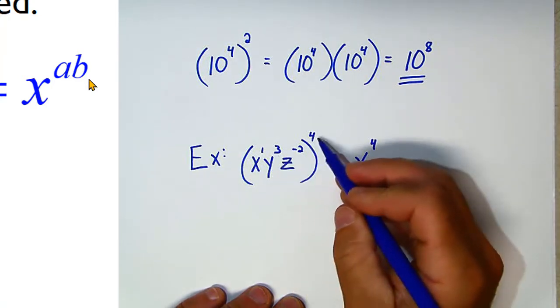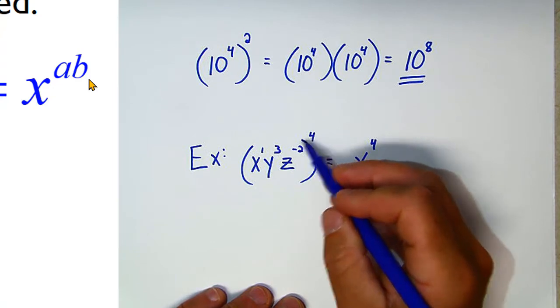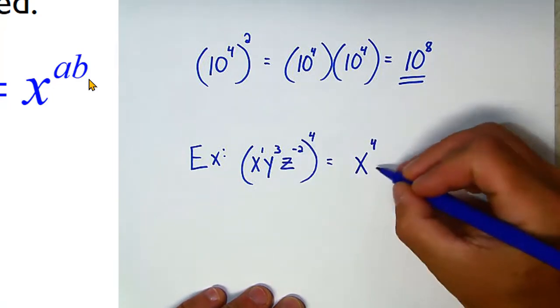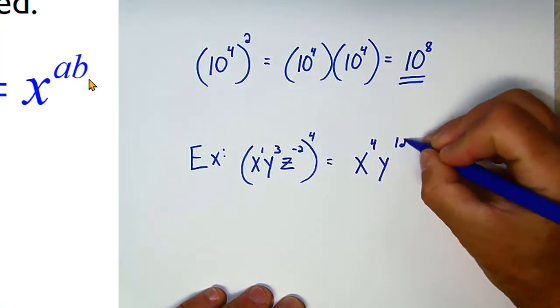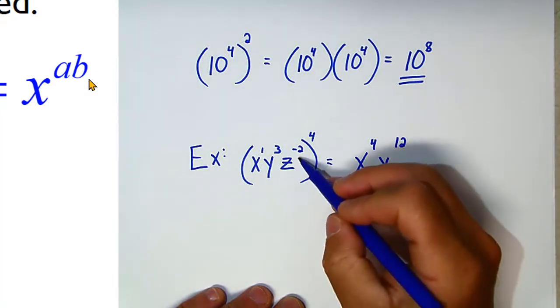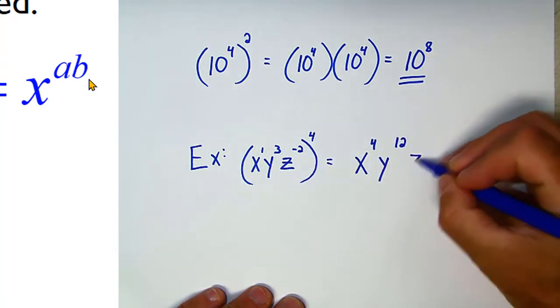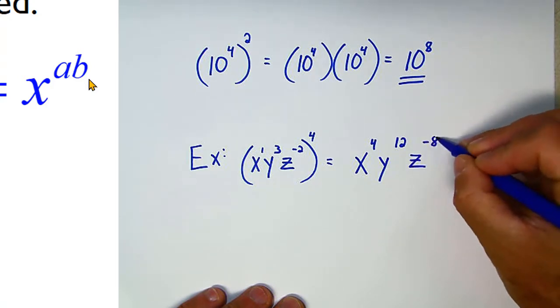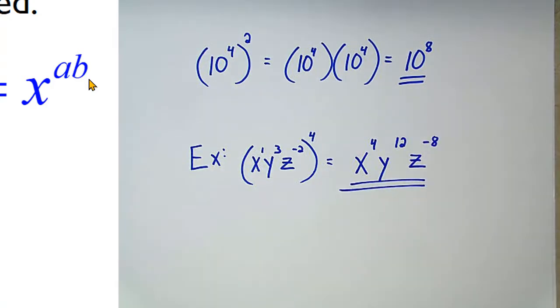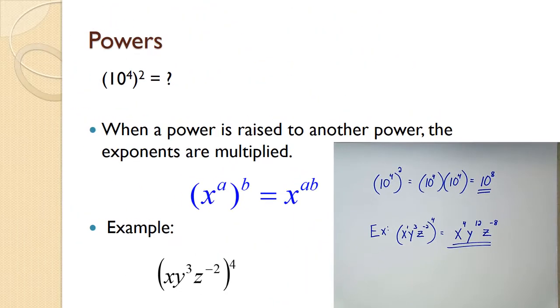y to the 3rd to the fourth power. That means we have 4 groups of y to the third. Multiply those, and we have y to the 12th. And z to the negative second to the fourth power, we multiply that power to a power, and we get z to the negative 8th. And there it is.